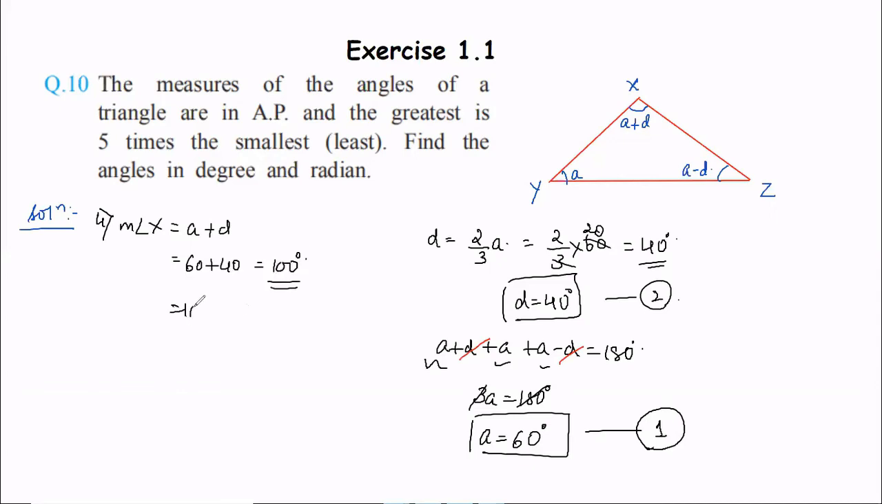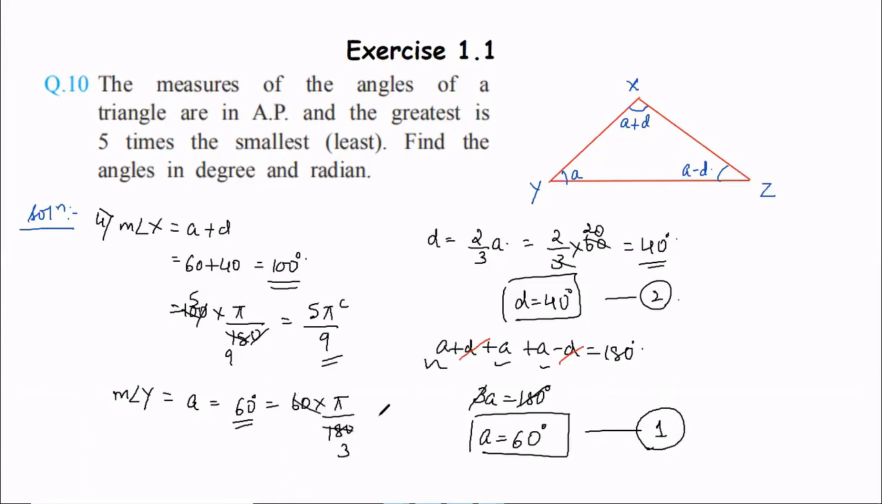So we have got the answer in terms of degrees. Now converting this answer to radians, 100 into pi by 180. Cancel it out, cancel it out. 5 and 9. So in terms of radians, you will get 5 pi by 9 radian. This is for angle X. Now similarly for angle Y, measure angle Y is equal to a, only a. So this is 60 degrees. Now converting 60 degrees to radian. 60 into pi by 180. So that gives me on cancellation pi by 3 radians.